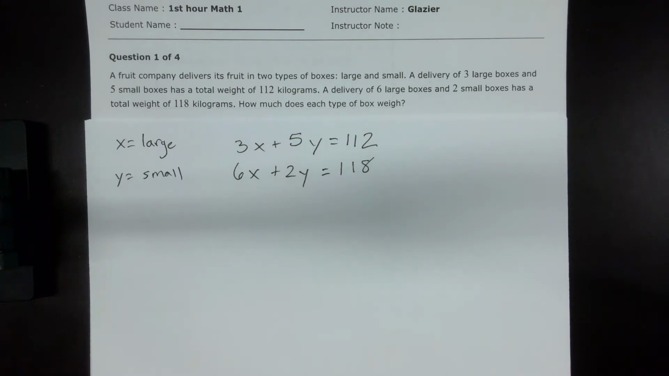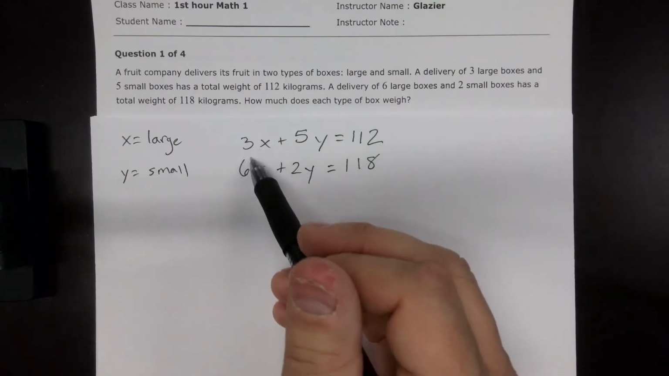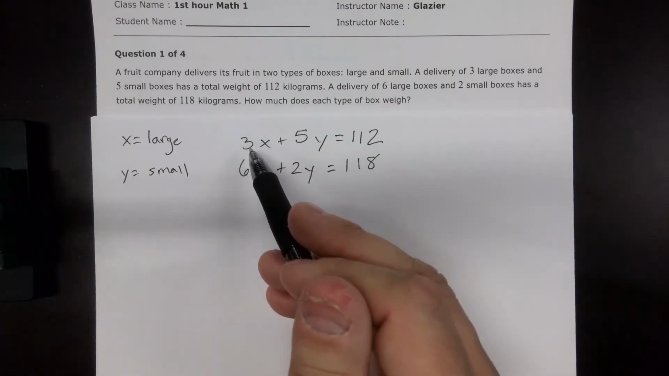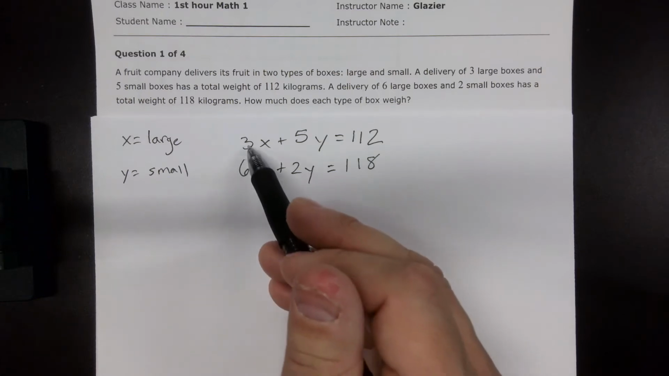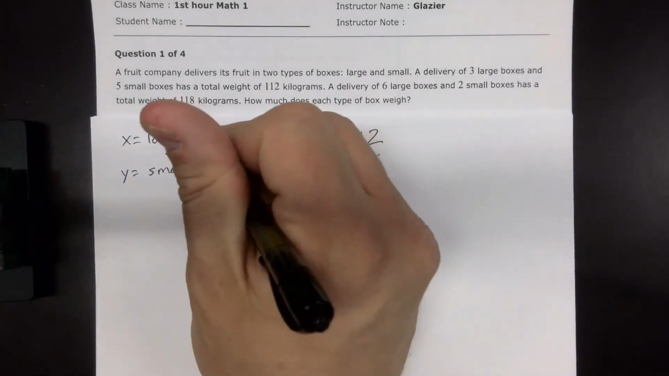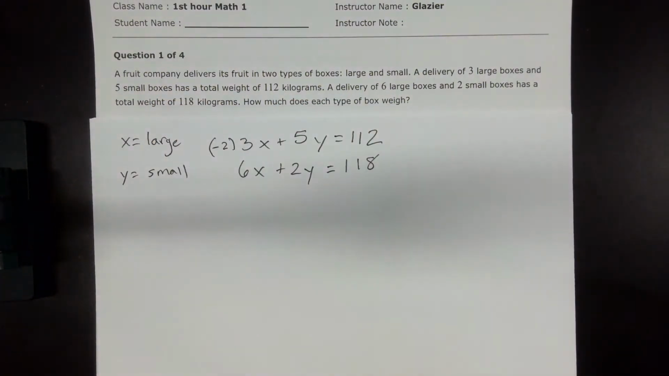Okay, which variable do you guys want to cancel? I'd cancel x. Why do you think I'd want to cancel x? Yeah, 3 goes into 6. Does everyone see that? Because of that, I would only have to times the top equation by something. I wouldn't have to times the bottom equation also by something. So what's the opposite of 6? Negative 6. Okay, so we have to times the top equation by negative 2, right?